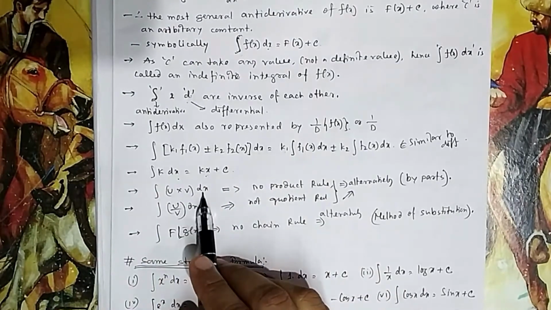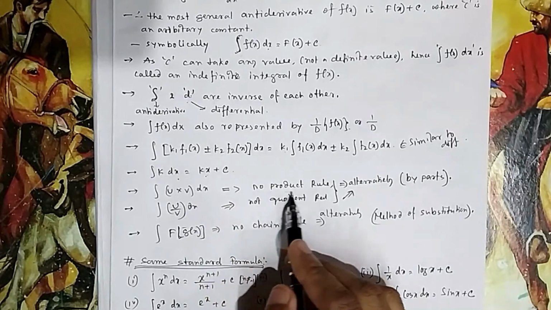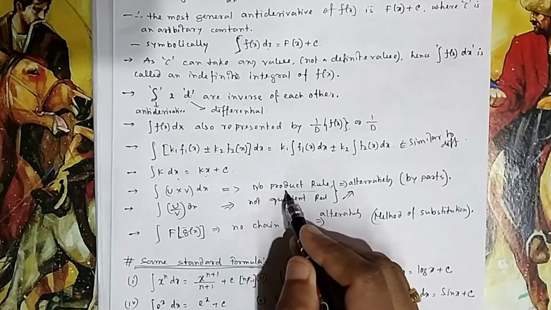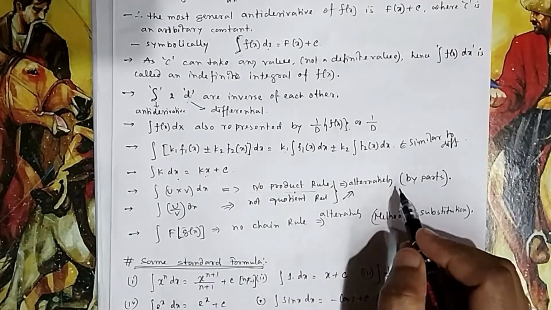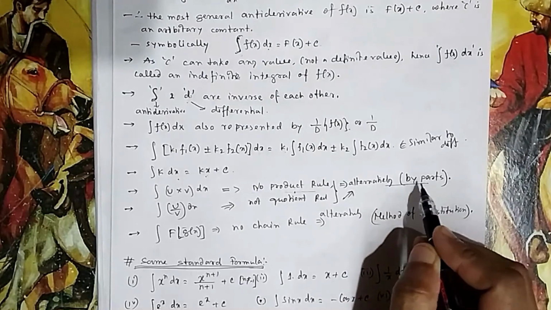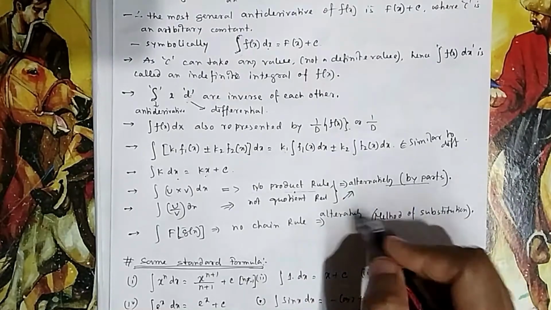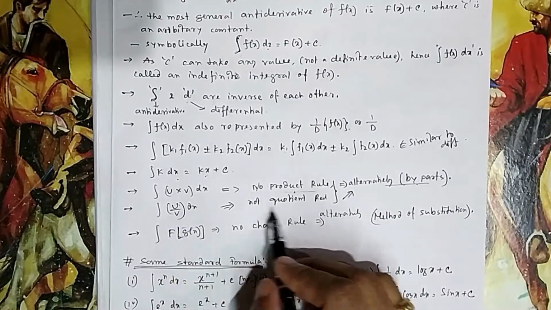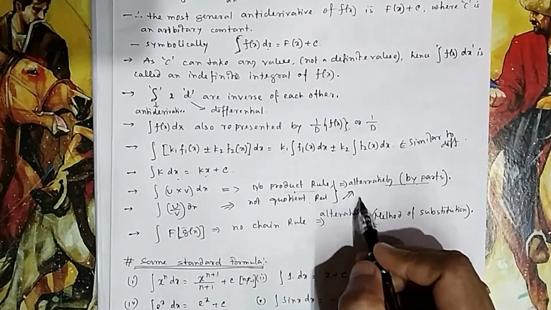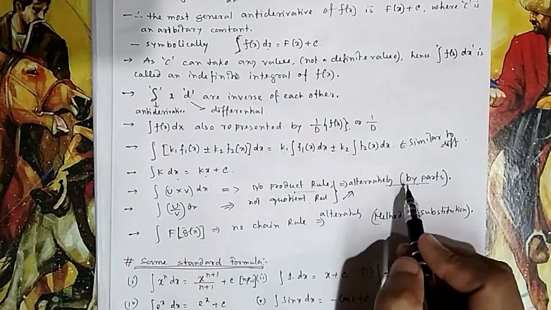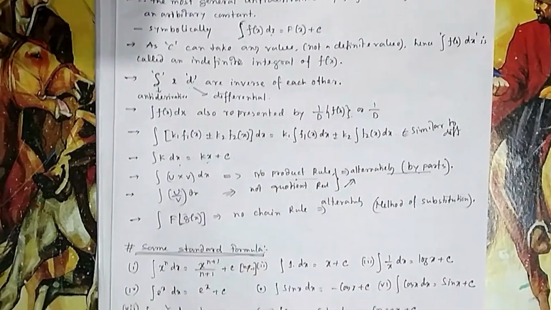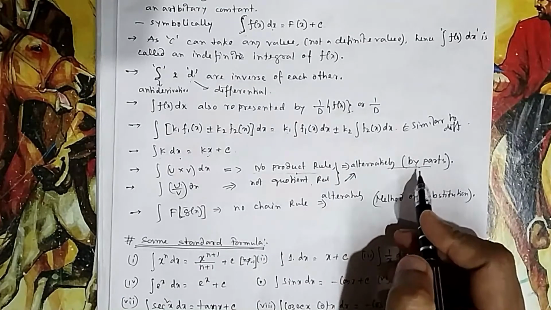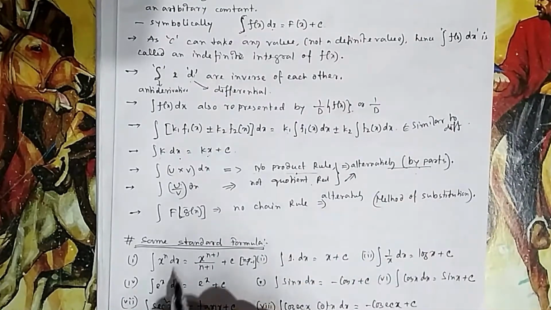Now u into v dx. In differentiation we have a product rule, but in integration no such product rule is there. For that we have integration by parts, which we will learn in the coming topic. Similarly, for u by v, there is no quotient rule here like differentiation. So for a product or division of functions, we apply integration by parts. How to do it, we will explain later.